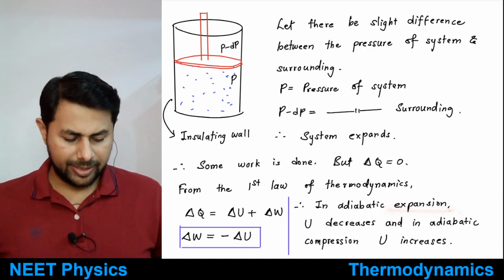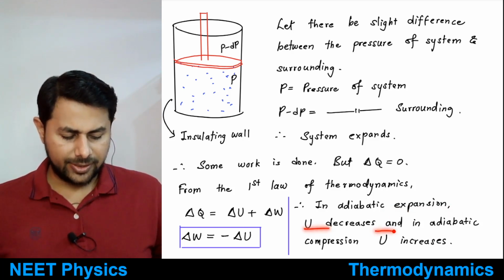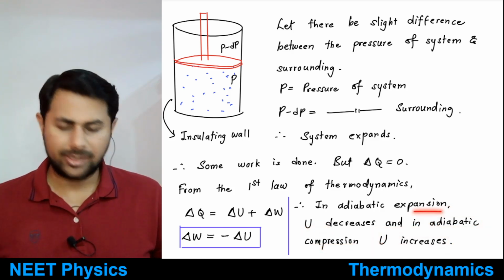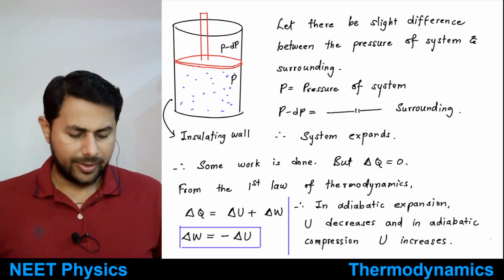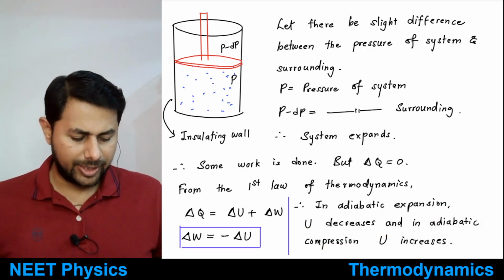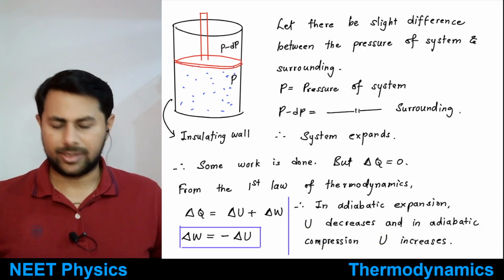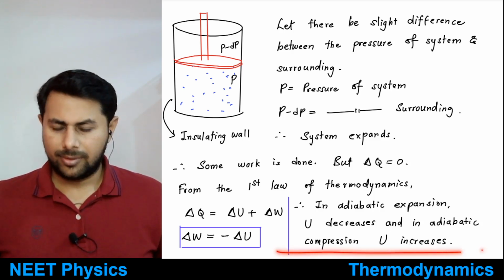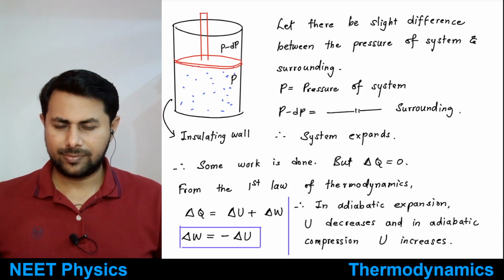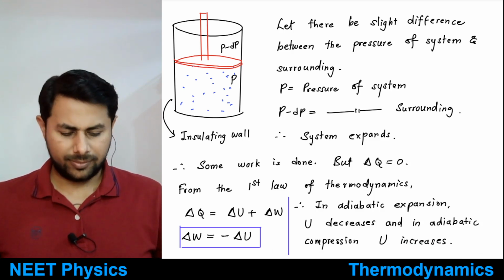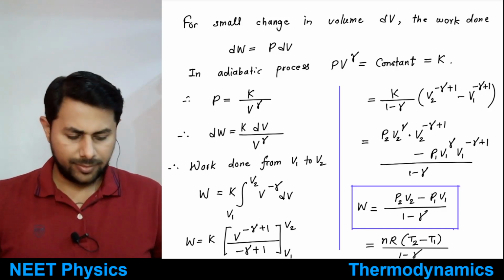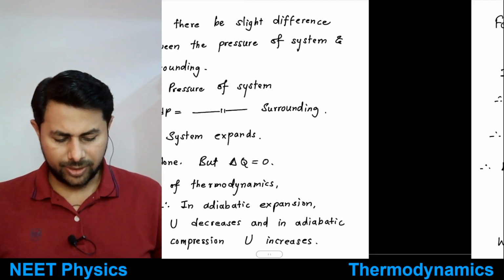In adiabatic expansion, U decreases, and in adiabatic compression U increases, because for expansion the system has to do some work, and for compression the surroundings have to do some work on the system, so they are providing some energy to the system. This point is clear, everyone? Okay, good.